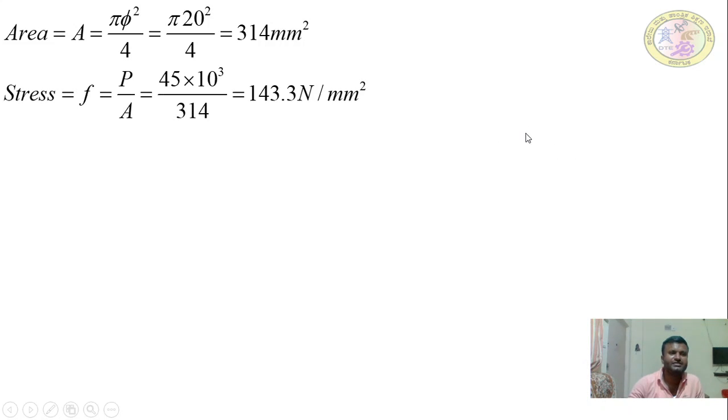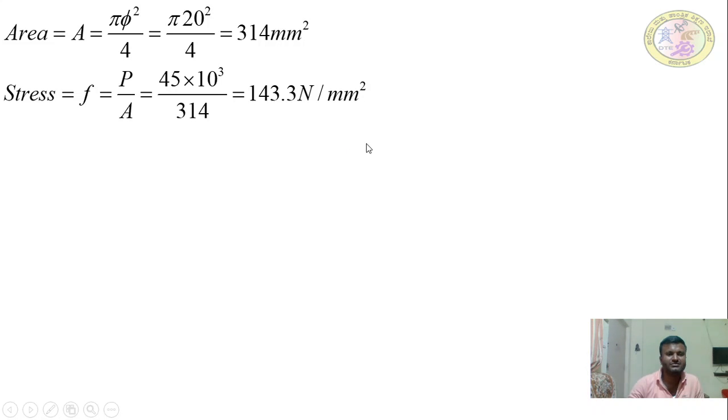Next, stress in the member, P by A. P is the axial tensile force, 45 into 10 to the power of 3 divided by A, which is equal to 143.3 Newton per mm square. We have established the relation for stress, P by A, and found the stress in the wire. We also know the area of the wire, E, Young's modulus of elasticity, and the length of the wire. We can find out the change in length, delta L, right?